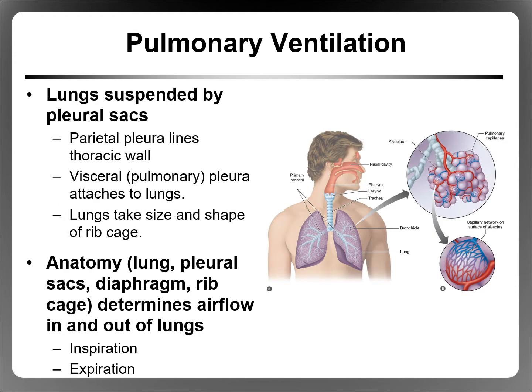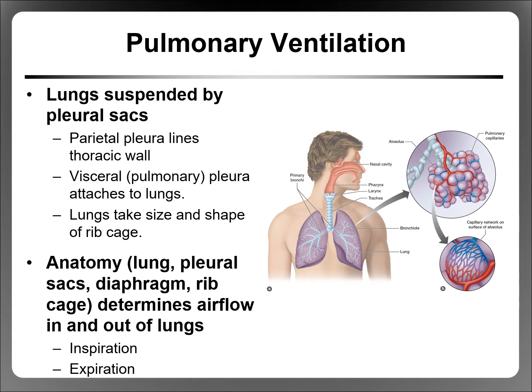A little bit more about how the lungs sit in the body. Our lungs are going to actually be suspended in our chest cavity via pleural sacs. You have your parietal pleura, which will line the thoracic wall, and then your visceral or pulmonary pleura, which attaches to the lungs. This creates a very smooth surface that will slide past itself and allow the lungs to move freely within the thoracic cavity. Because we have these pleura, the lungs will take up the size and the shape of the rib cage.